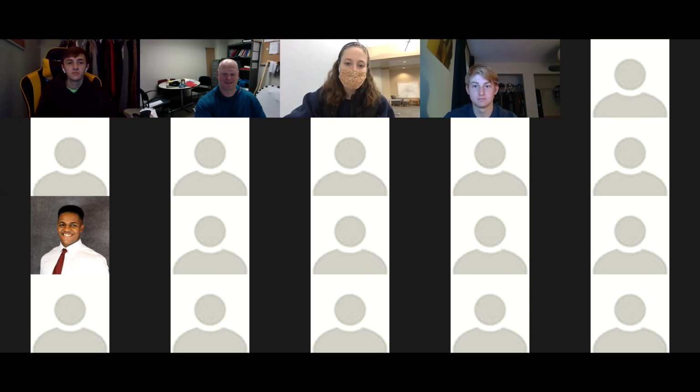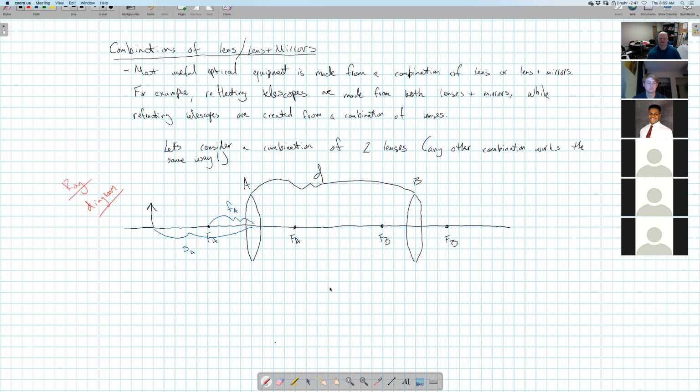Having said that, let's finish off this wonderful chapter. The next thing we want to look at is combinations of lenses and mirrors, any type of combination that you can think of. Basically, any useful type of optical instrument is pretty much made from combinations of lenses and mirrors. For example, microscopes, telescopes, all those fun things are made out of combinations of these objects.